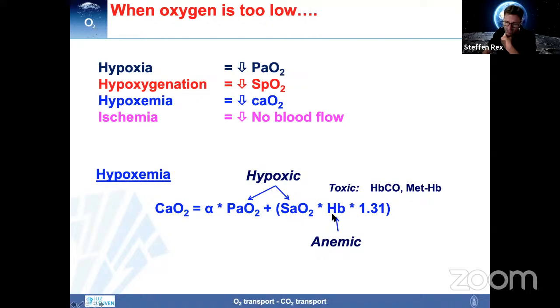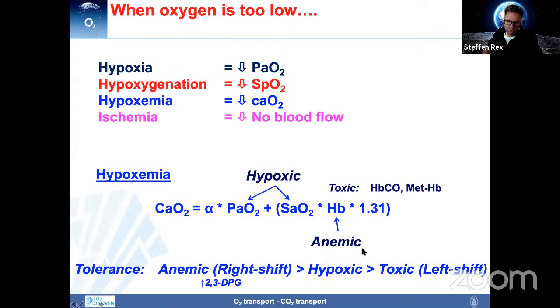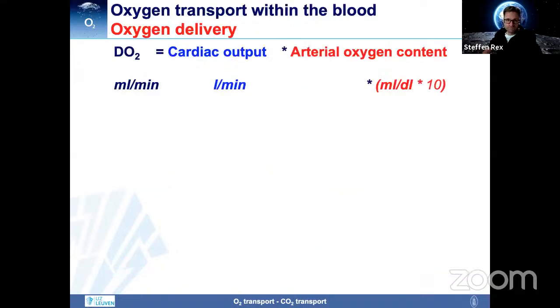And then you have also toxic hypoxemia if you have a normal PaO2 and SaO2, a normal hemoglobin value, but your hemoglobin molecules are not working properly, for example, if they are bound to CO or if there's methemoglobin. And what's very important is that the tolerance of our body towards these different hypoxemias is very different. So the best tolerated hypoxemia is anemic hypoxemia, because you have this increase in 2,3 DPG. The hypoxic hypoxemia is somewhere in between, and the least tolerated is toxic hypoxemia, because there you have a left shift of the hemoglobin dissociation curve.